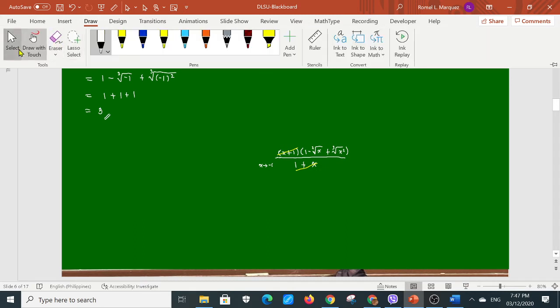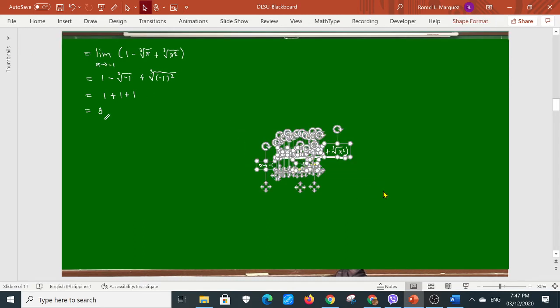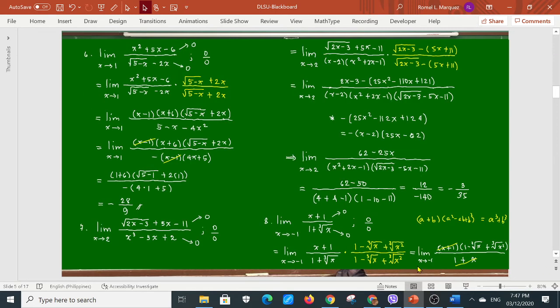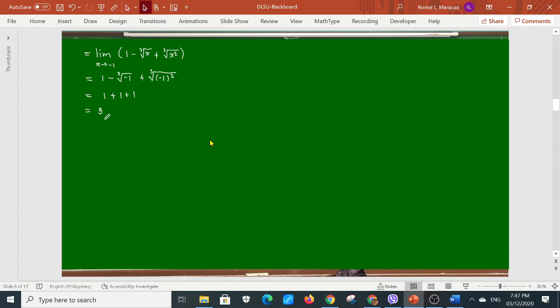Sir, isn't the answer 1? Isn't the answer 1? Am I wrong? Wait, let me check this denominator. 1? Why 1? 1 minus cube root of negative 1, po. What is the cube root of negative 1? Negative 1. Times negative, positive 1. What is the square of negative 1? 1. What is the cube root of 1? 1. So, 1 plus 1 plus 1, 3.